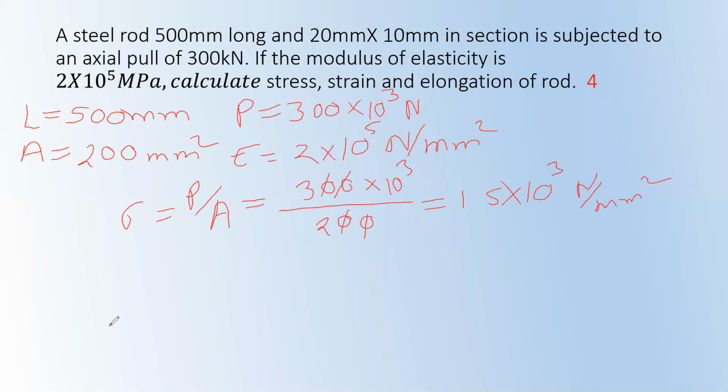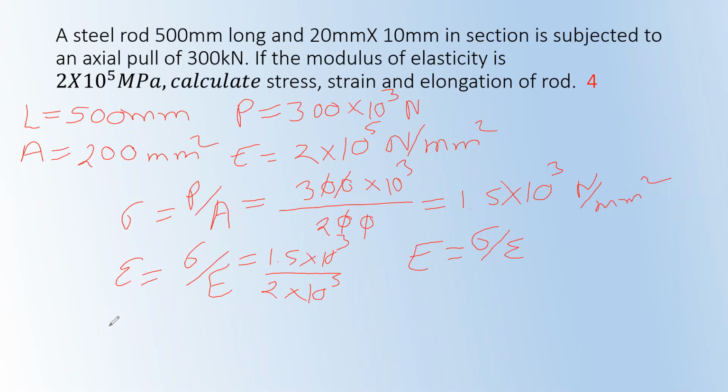Thereafter I am coming to the next point, that is strain. What is strain? We know that Young's modulus E is equal to stress upon strain. So strain is equal to sigma upon E. Sigma is 1.5 into 10 raised to 3 Newton per mm square, upon E, which is 2 into 10 raised to 5 Newton per mm square.